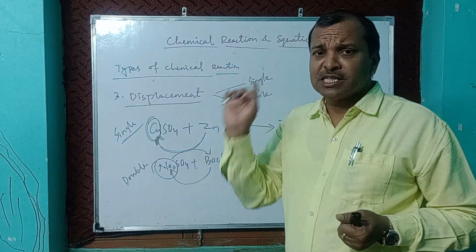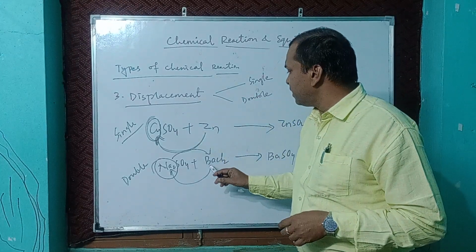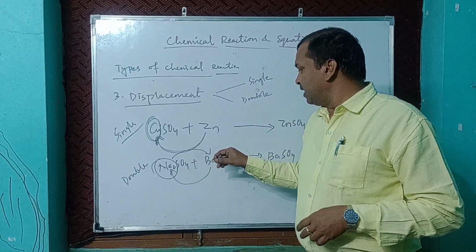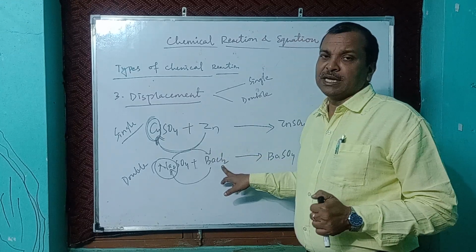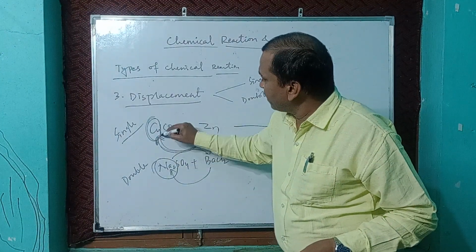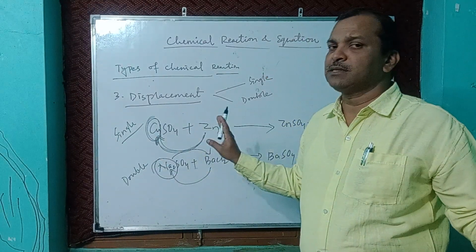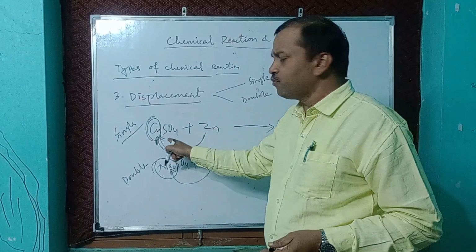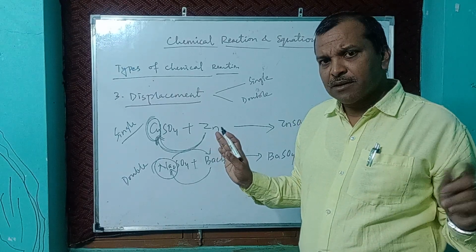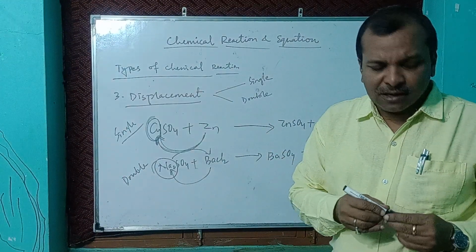Remember, in single displacement only one element will be displaced. In double displacement, two elements will be displaced. Here Ba displaced Na and Na merged with Cl, so we are getting BaSO4 plus NaCl. In the earlier example, Cu was displaced by Zn. Zn can displace Cu, but Cu cannot displace Zn. For example, ZnSO4 plus Cu, Cu cannot displace Zn. Clear? So it is all about displacement reactions, two types: single and double displacement.